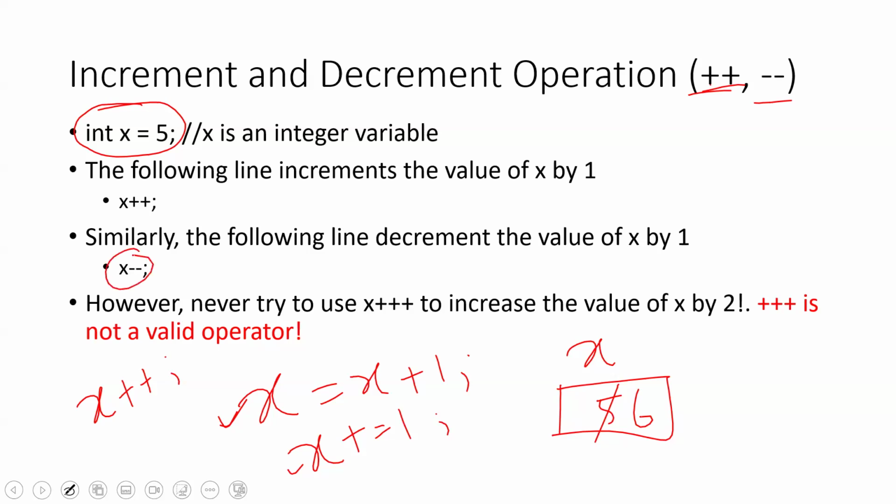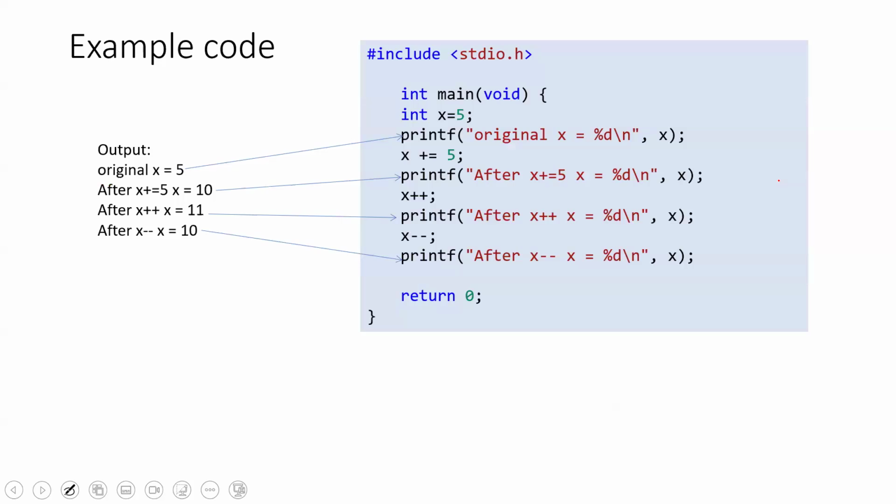Similarly, x-- is the same as x = x - 1. So it will decrease the value of x by 1. Now you might be thinking, if I write x+++, would it increase by 2? No, there's nothing like that. Okay? So this is only x++ or x--. There is no x+++. Got it? Now the confusing part is coming.